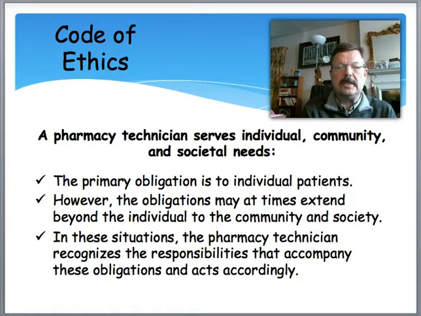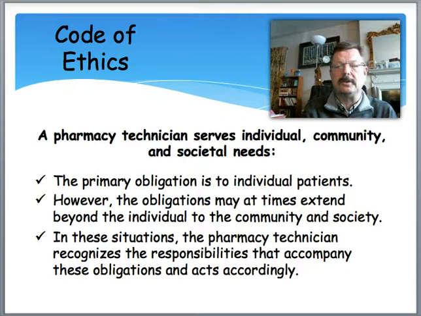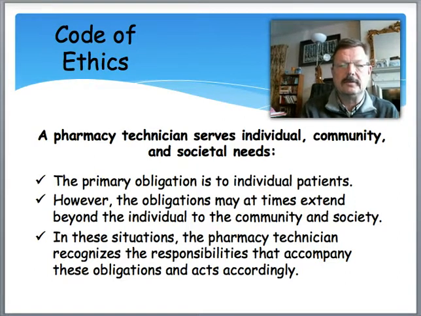A pharmacy technician serves individual, community, and societal needs. The primary obligation is to the individual patients. However, the obligations may at times extend beyond the individual to the community and society. In these situations, the pharmacy technician recognizes the responsibilities that accompany these obligations and acts accordingly.